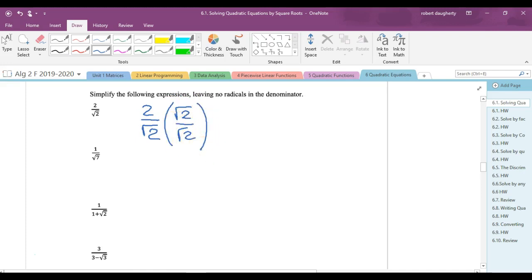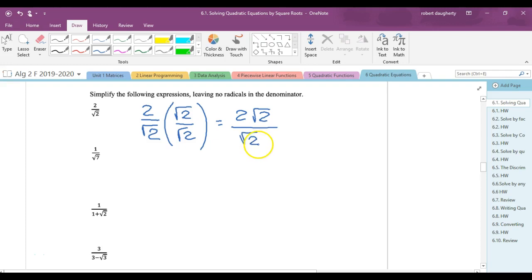What is that number, square root of 2 over square root of 2? That number is what? 1. Can I multiply something by 1? Does it change it? No, it's valid. So what do I get on the top? I get 2 times the square root of 2.